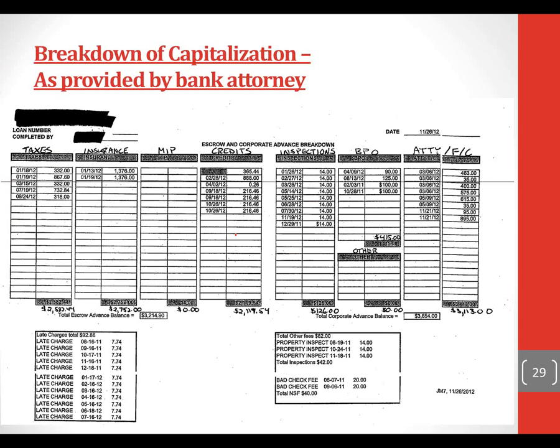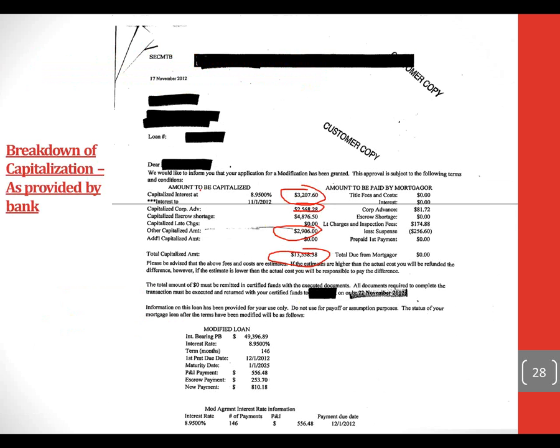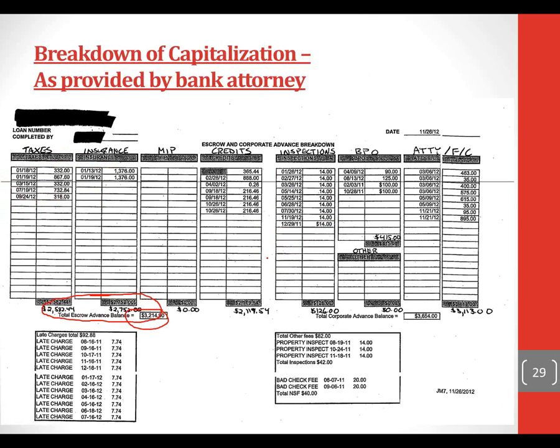Here's what the bank attorneys provided to us. Now you can see it's in a much different format, and the numbers are different. So if we go back and forth, here we've got taxes and insurance and a total escrow advance balance of $32.14. Well, if I go up here, escrow shortage is $48.76, corporate advances is $25.68. Neither of those amounts really match up to what they're showing us on this page.